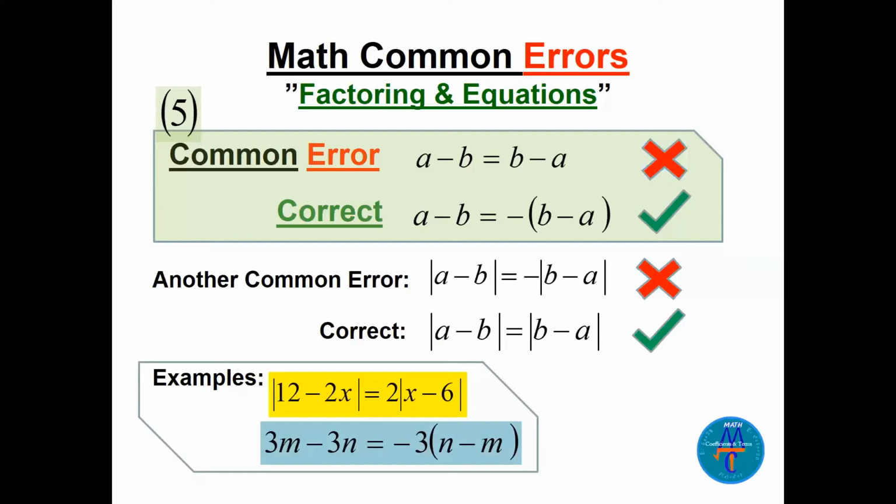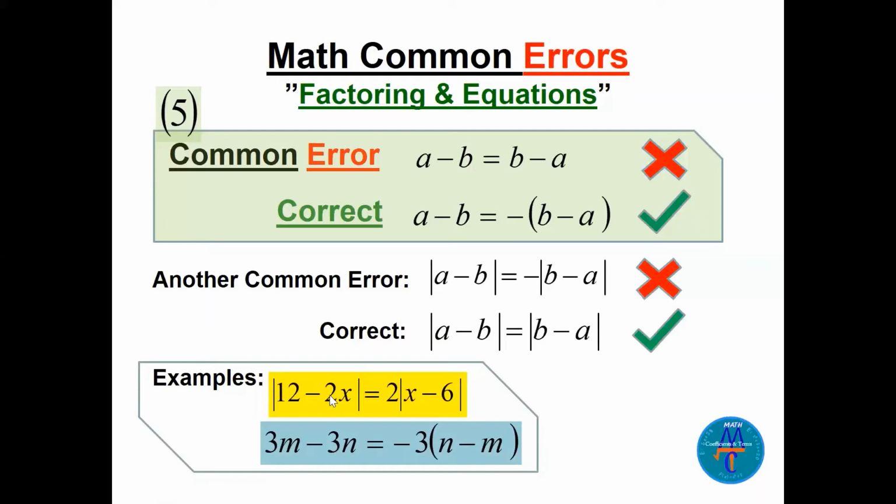I think you need little time here at home, at your leisure time, to try to understand these. If we have absolute value, there is no need for the minus. This is the formula. If we don't have absolute value, like here, you need the minus outside.